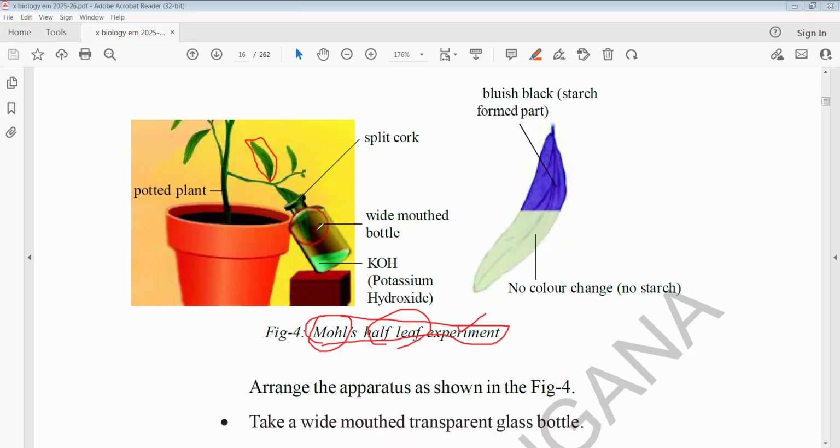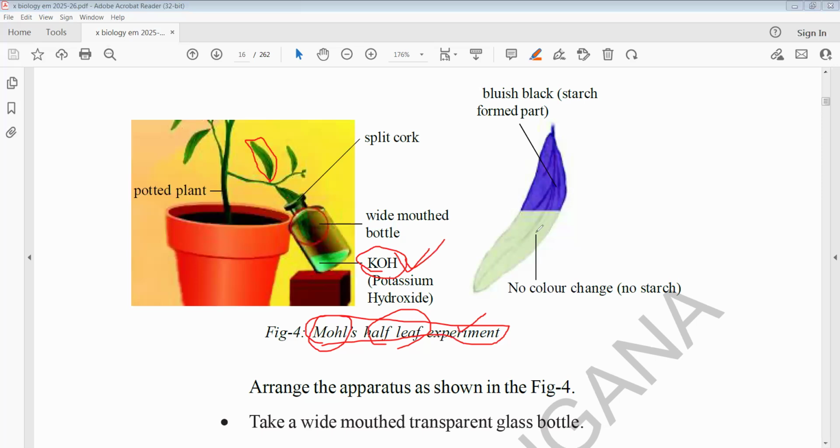Why long and narrow? Because half of the leaf has to be kept in a wide-mouthed, big glass bottle, and the remaining half kept outside. This is kept for 6 to 8 hours, and before inserting the leaf we have to pour KOH. This also comes in examinations. What is the role of KOH? It absorbs whatever carbon dioxide is present in the wide-mouthed bottle, so the experiment goes on. After 8 hours, let us take out the leaf and test it.